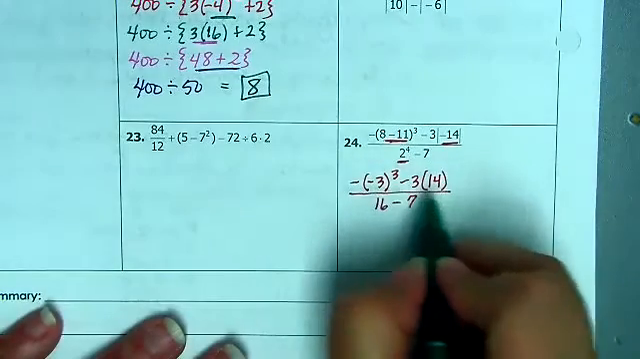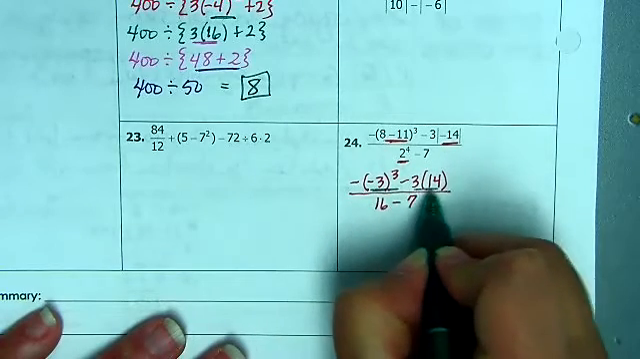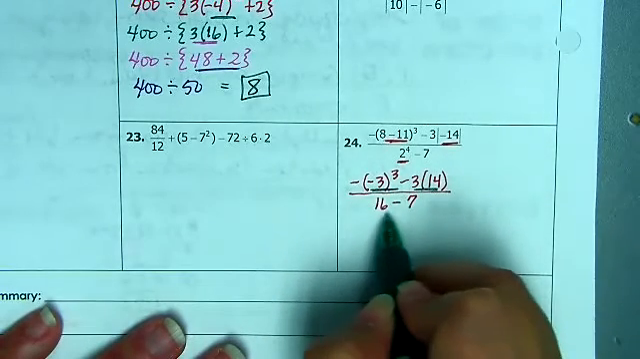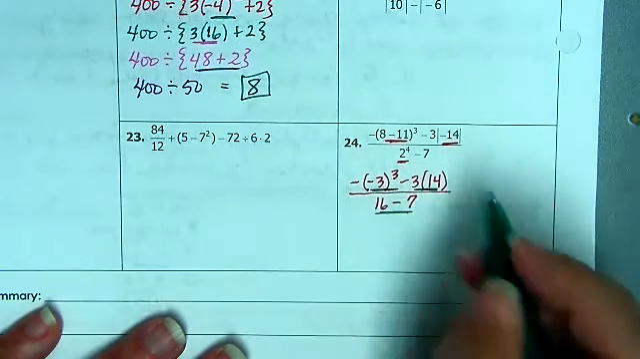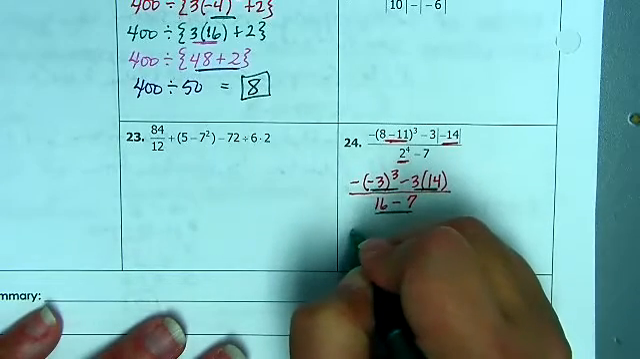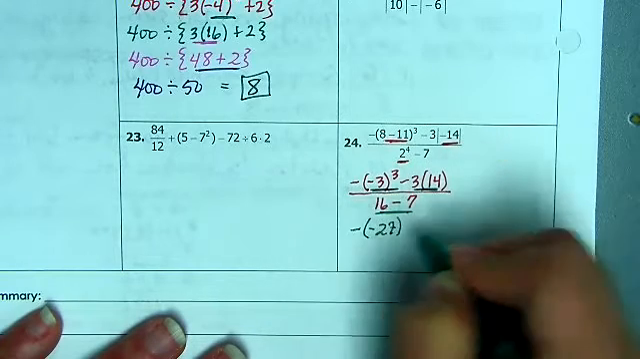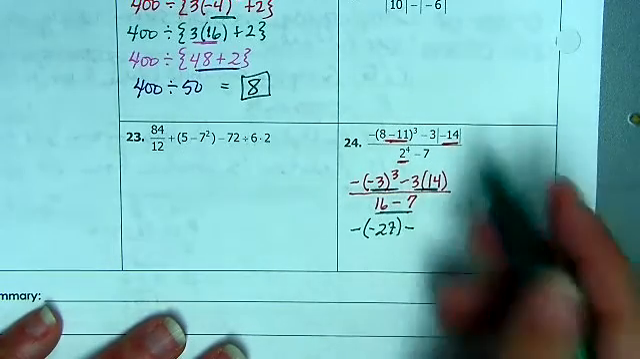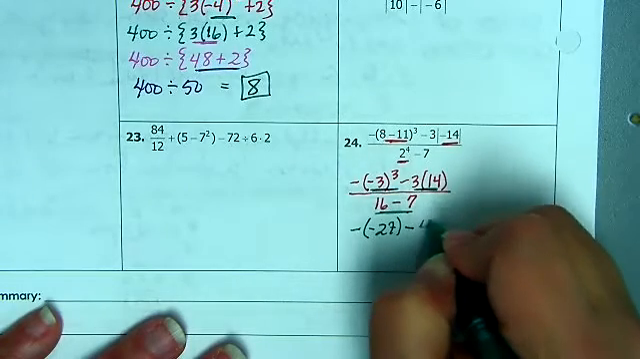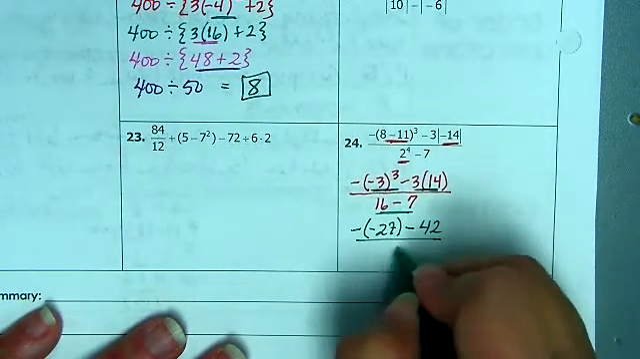And now I start to simplify here. I can do the negative 3 to the 3rd power, and I can do the negative 3 times 14, and the 16 minus 7. Negative 3 to the 3rd power is going to give me a negative 27. So I have a negative, open parentheses, negative 27 minus 3 times 14, which is 42, all over 16 minus 7, which is 9.